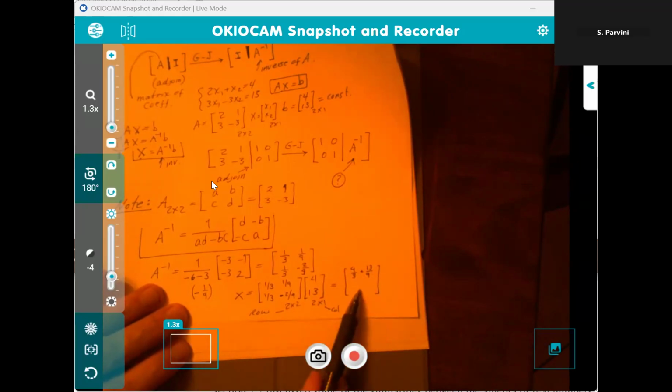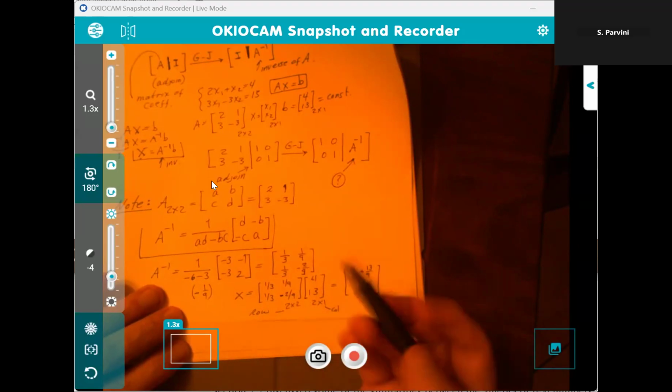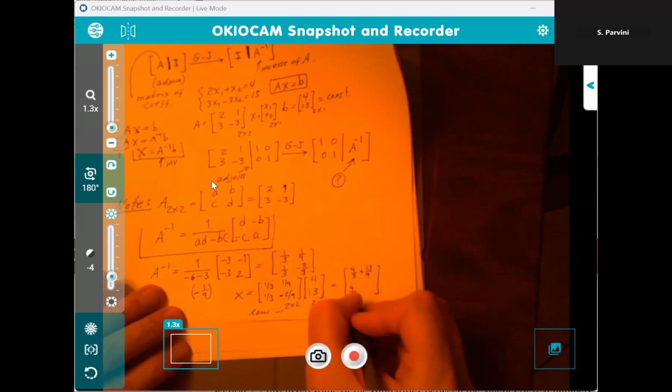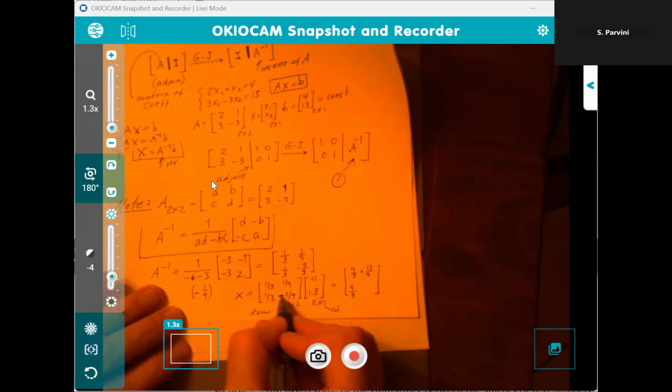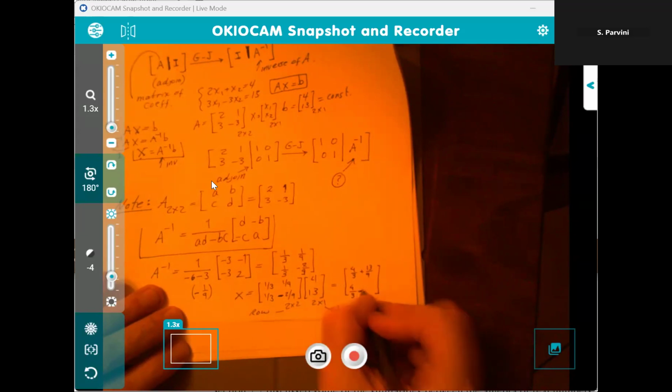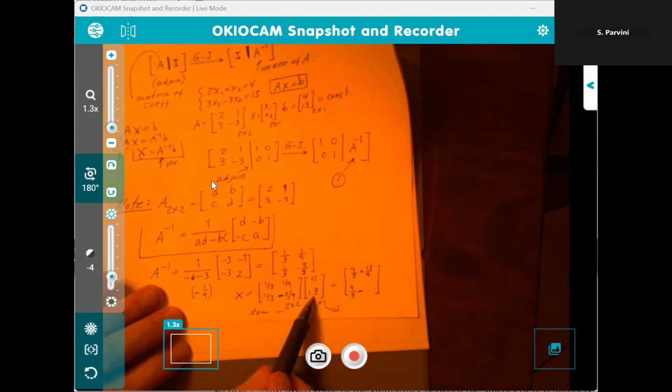The number down here is going to be in the second row, first column. So I'm going to multiply second row by first column. 1/3 times 4, that would be 4/3. Negative 2/9 times 13 is 26/9.